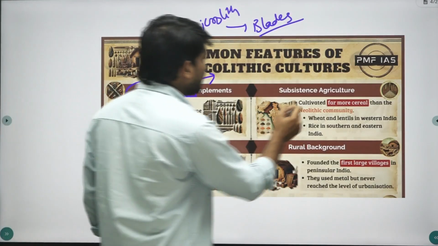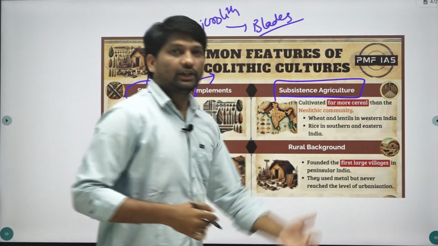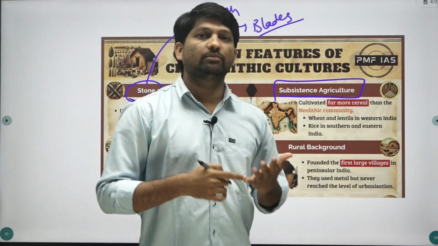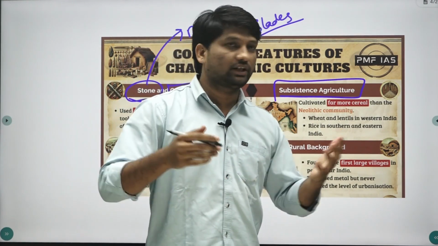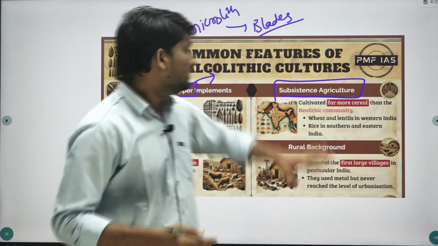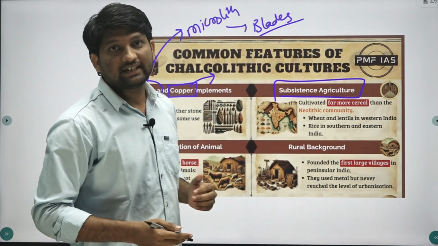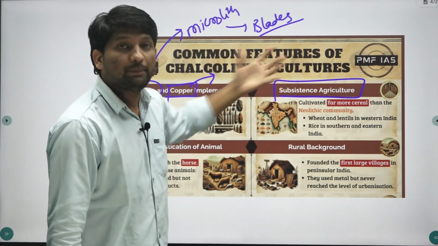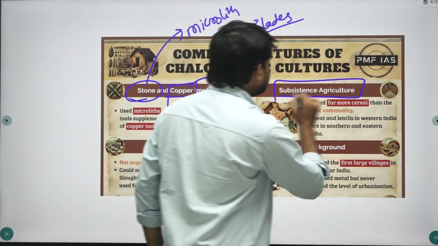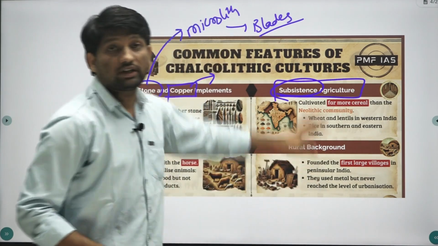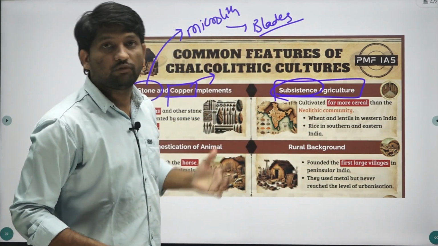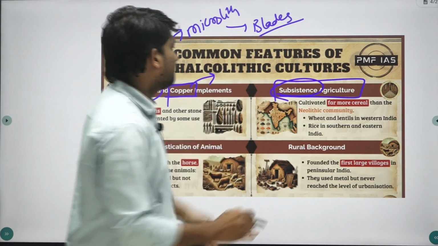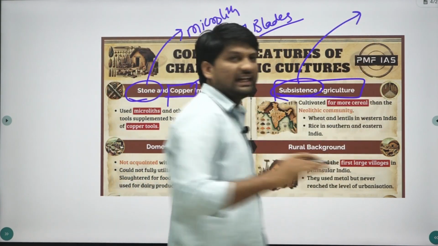Next is their agriculture. During the Paleolithic and Mesolithic time, people were hunter-gatherers. But during the Neolithic time, people started agriculture. In the next phase, that is the Chalcolithic, people were still practicing subsistence agriculture, meaning not surplus food grain production. Why not surplus food grain production? Because they were still not using any technology.